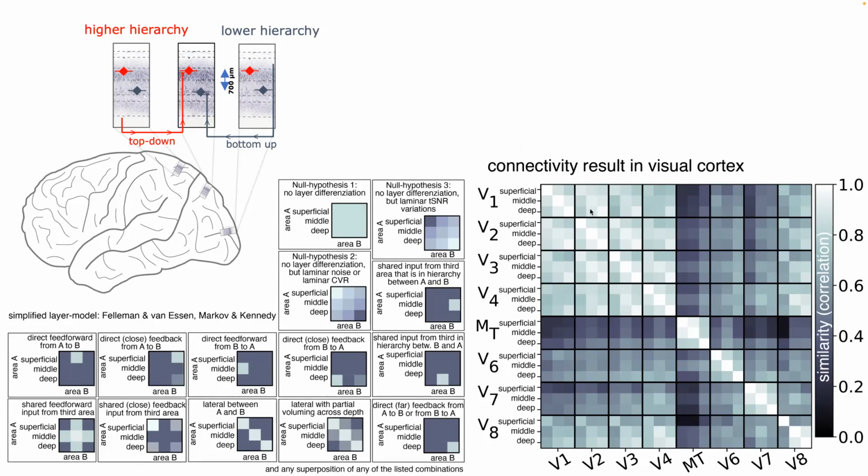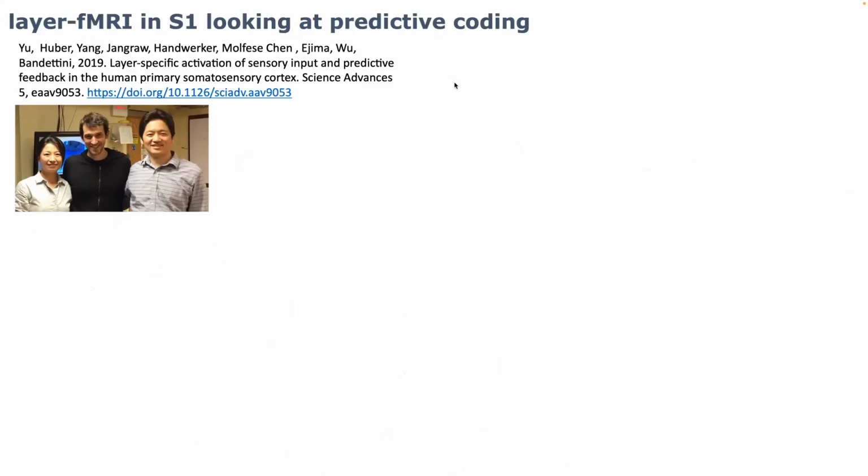And then you can sort the areas or validate the Felleman and Van Essen model there, which is not only possible in the visual cortex, but also, for example, in the somatosensory areas. It's also believed that they are quite strictly hierarchically organized, which I would like to show in this study here by Yinghua Yu and Jia Yang, who were looking at S1 specifically in the context of predictive coding.